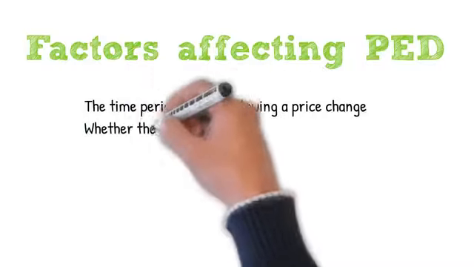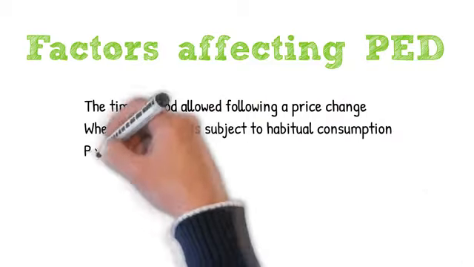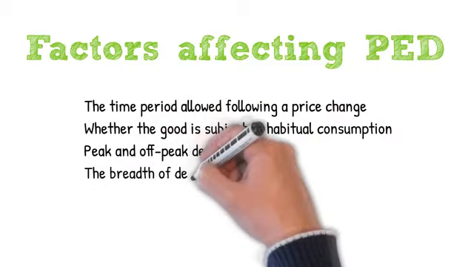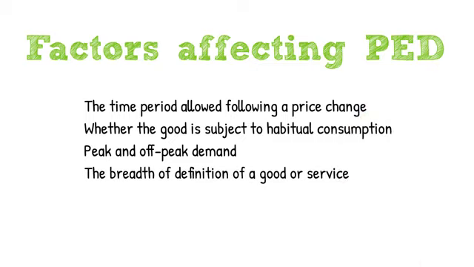Further factors that affect PED are things like the time period allowed following a price change. Demand tends to be more price elastic the longer we allow consumers to respond to a price change. Whether the good is subject to habitual consumption. When this occurs, the consumer becomes less sensitive to the price of the good in question because their default position is to buy the same product at regular intervals.